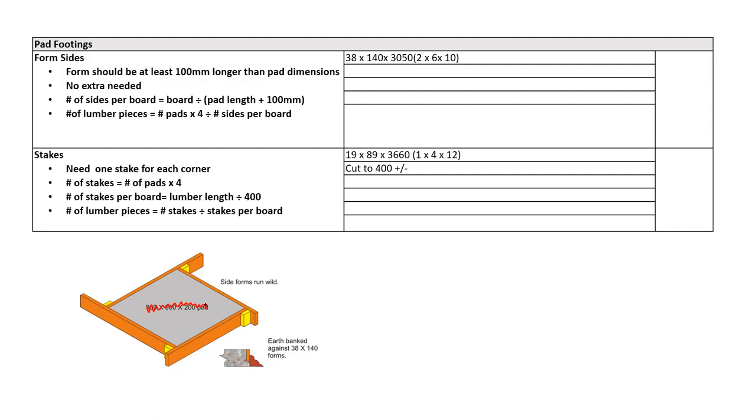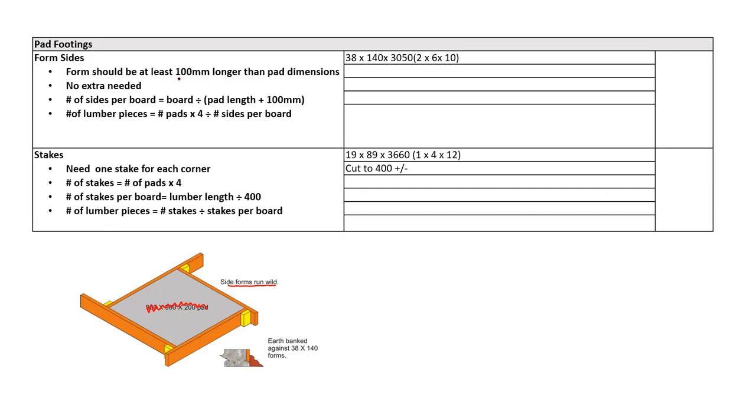So pad footings. We have to have some footings in order to have some supports. They require extra support underneath them, so we have to pour those footings. So it says the form should be at least 100 millimeters longer. First of all, I'm going to tell you what these side forms run wild. When they're doing forms, they don't necessarily use a piece of lumber that's an exact measurement. See how this one's longer than this one? That's perfectly okay. They just let them run off to the side, and it doesn't matter if it's longer as long as they get the right size inside.